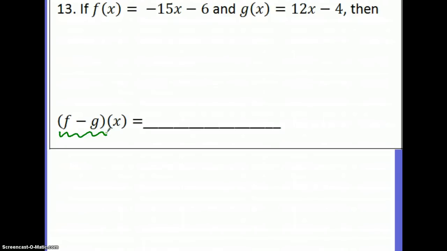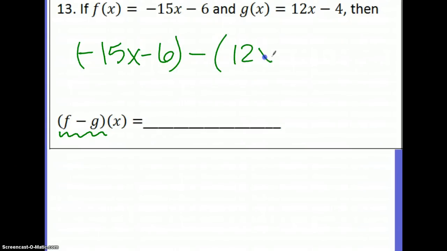If f(x) equals negative 15x minus 6, g(x) is 12x minus 4. Here it says we're going to subtract the two. So negative 15x minus 6, take away 12x minus 4.